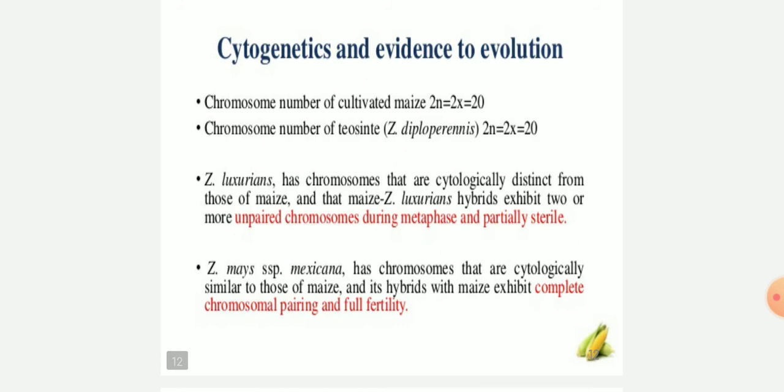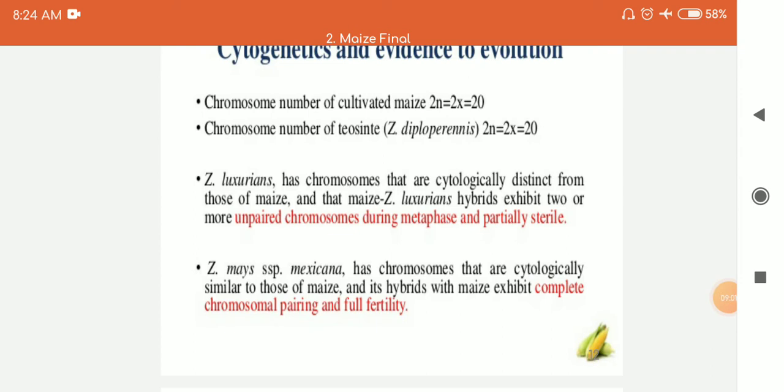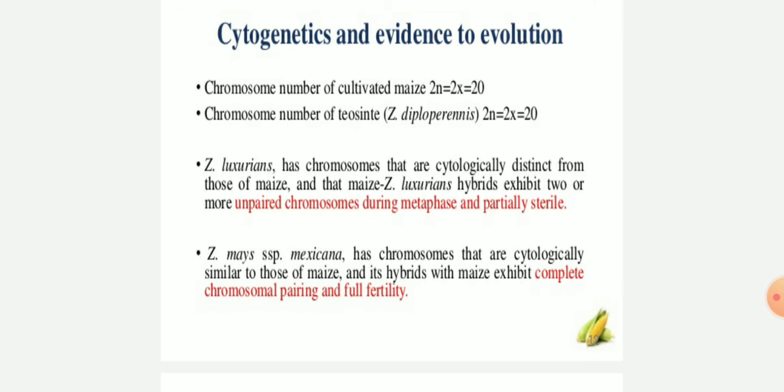The cytogenetics and evidences to evolution. Cytogenetics means the study of chromosomes, here in relation to the maize crop. The chromosome number of cultivated maize is 2n = 2x = 20, and the chromosome number of teosinte is also 2n = 2x = 20.